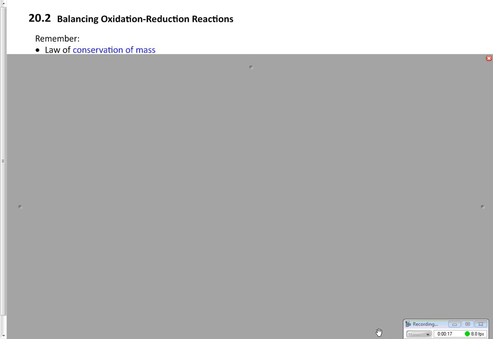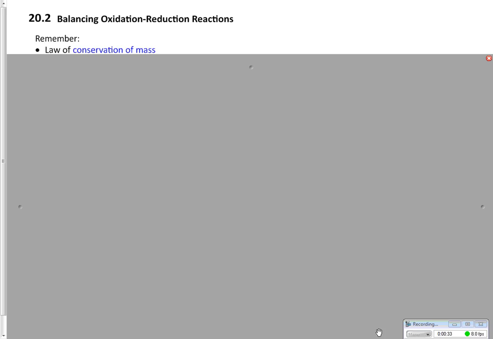So you might be wondering why we're going to talk about balancing reactions, because that's something you actually learned how to do back in 9th grade physical science. You review it again in 11th grade chem. But balancing redox reactions is a little bit more tricky because it does involve the transfer of electrons.